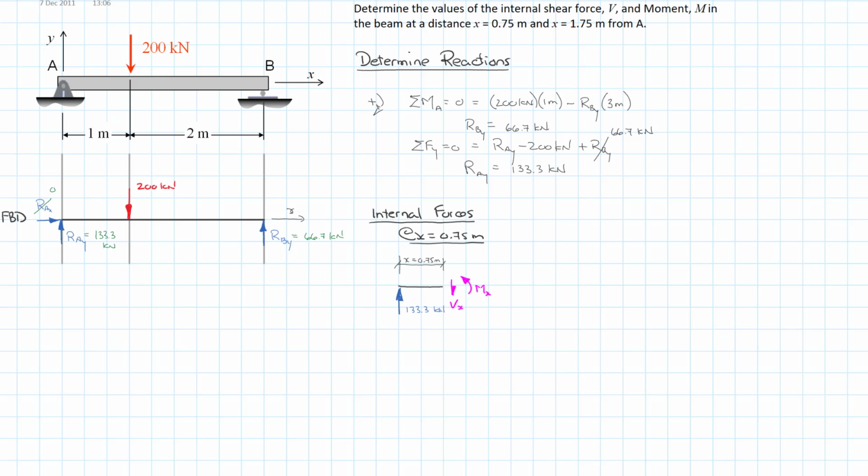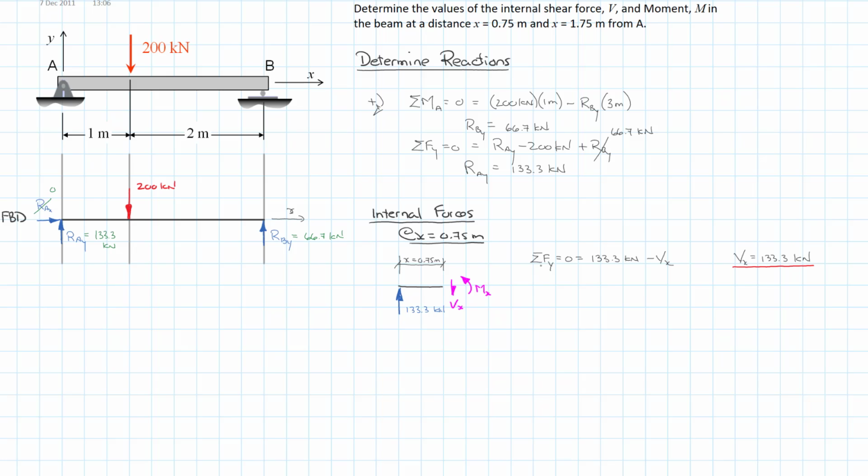So now all I need to do is apply statics in order to resolve them. So I'm just going to get right at it. Sum of the forces in the y direction is equal to 0. We have our 133.3 kilonewtons acting up, and we have V at x acting down. And so we can solve for V at x and figure out that it's equal to 133.3 kilonewtons, which is a partial answer to the first question.